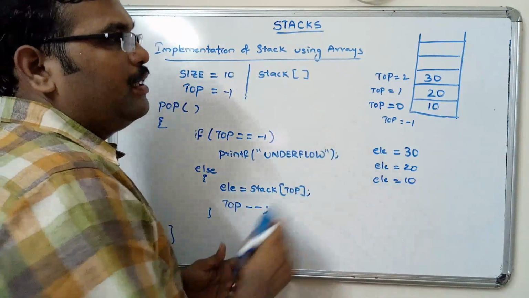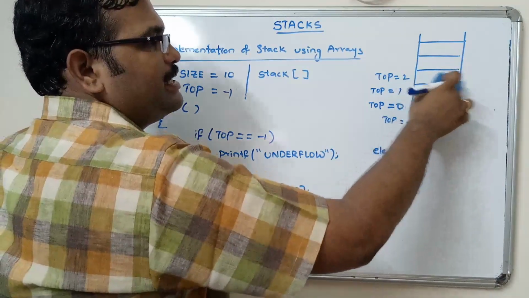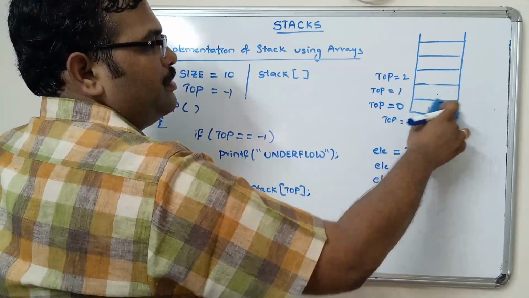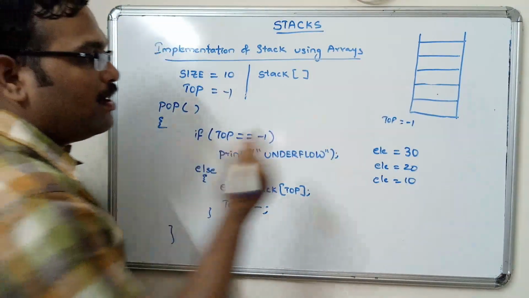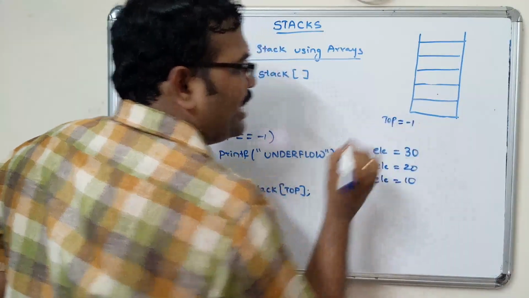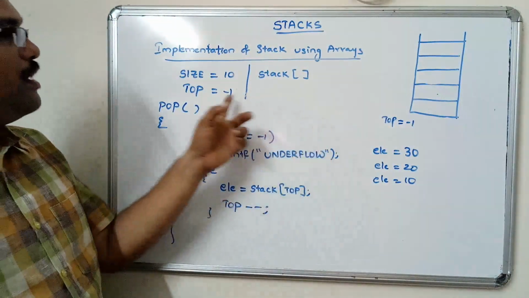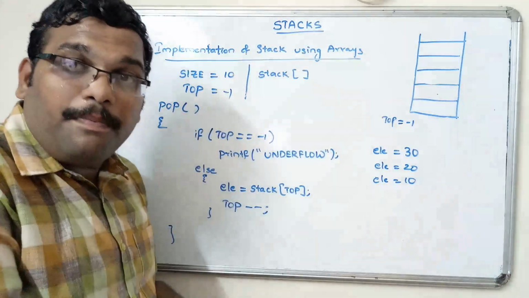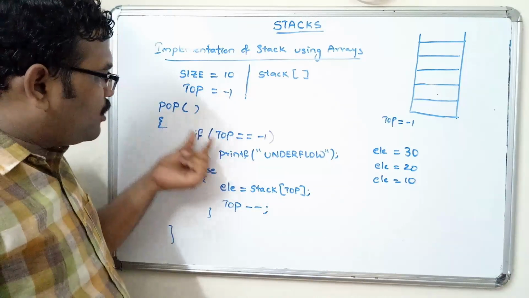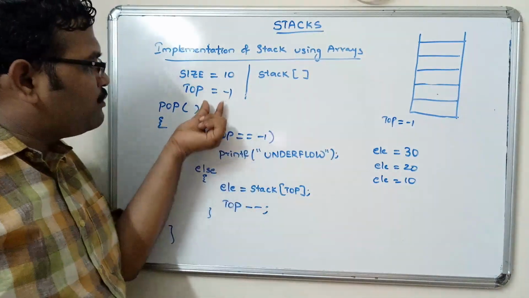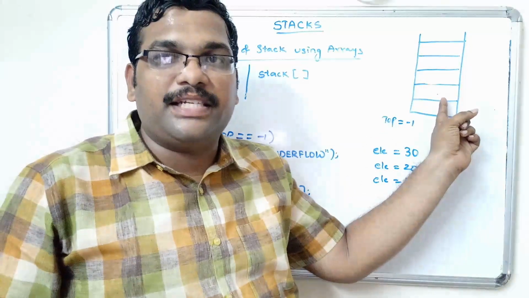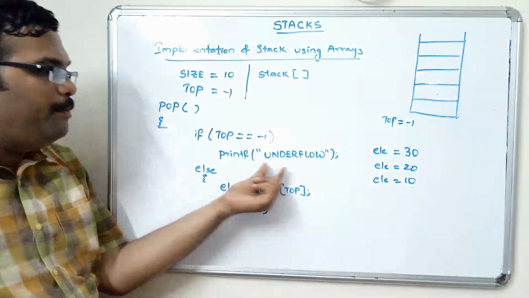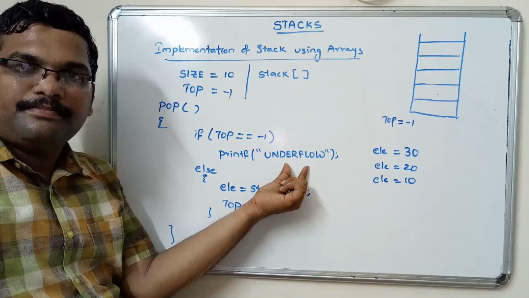Now automatically, after applying the pop 3 times, the top is equal to minus 1. Again, if you are applying the pop operation, the top is equal to minus 1, that means minus 1 is equal to minus 1. It's true because there is no element available in the stack. So that's why it will print underflow.